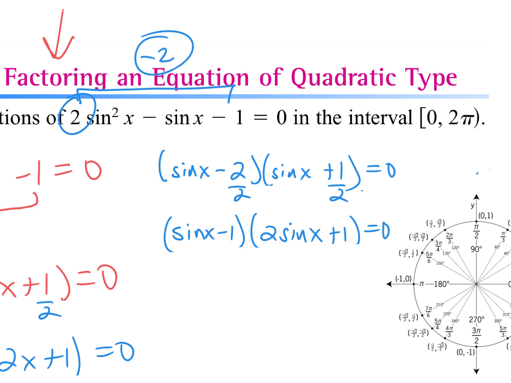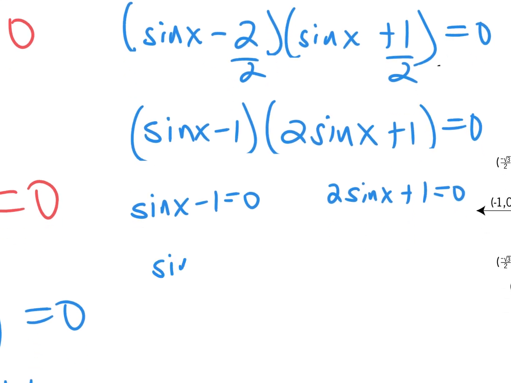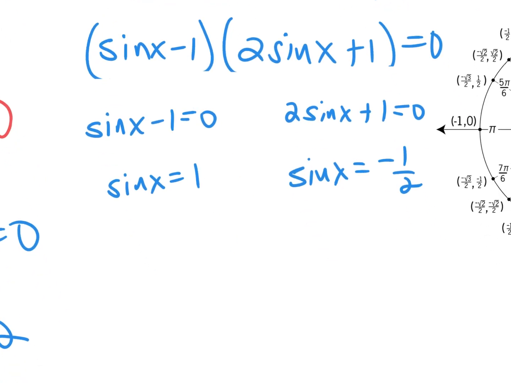So what do I do now with each parenthesis? You set it equal to 0. So sine x minus 1 equals 0, and 2 sine x plus 1 equals 0. So here I get sine x equals what? 1. And here I get sine x equals negative 1/2. You guys agree? Okay. That's not what the answer is, though. I want to know which angles have a sine of positive 1 and a sine of negative 1/2. Well, sine is what value? Y values.